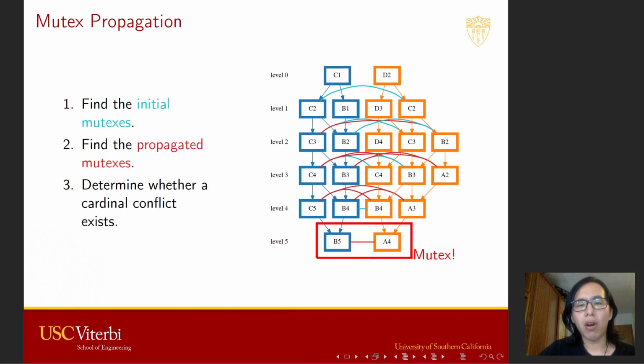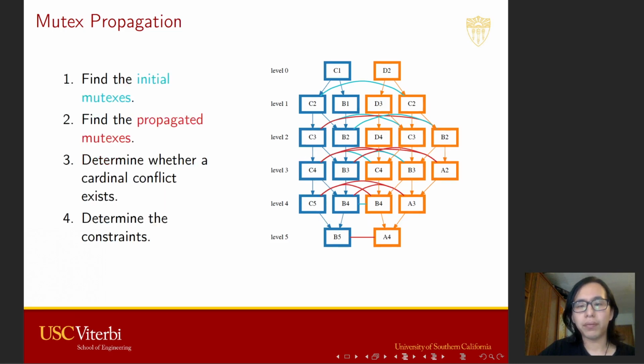After we find all the mutex, we can answer the question of whether we have a cardinal conflict. If we look into the goal nodes of these 2 MDDs, we can see they are mutex, which means there does not exist a pair of collision-free paths for both agents to reach their goal location at time step 5. By definition, it means they have a cardinal conflict.